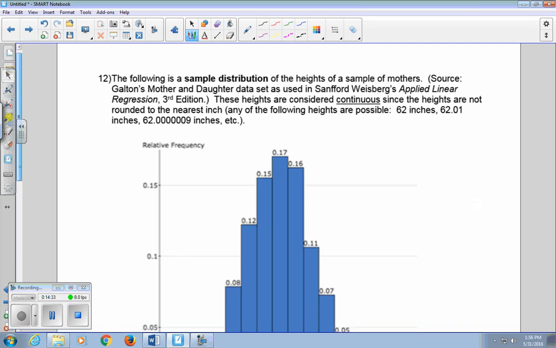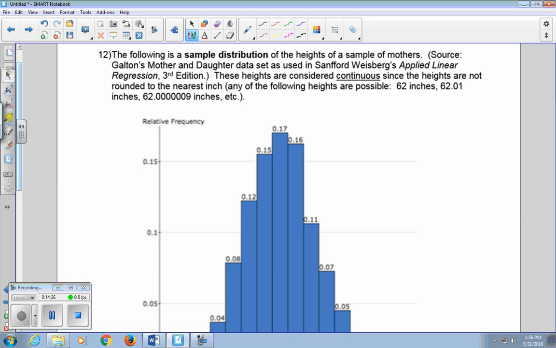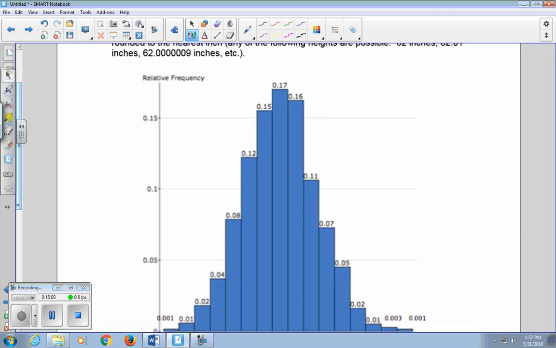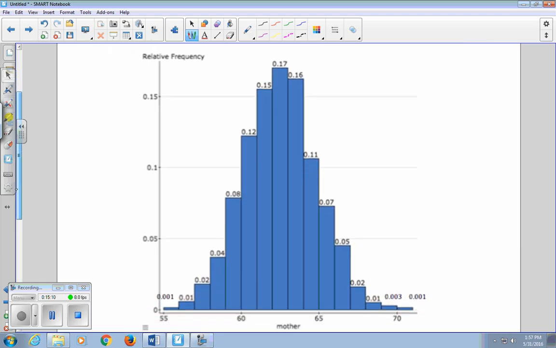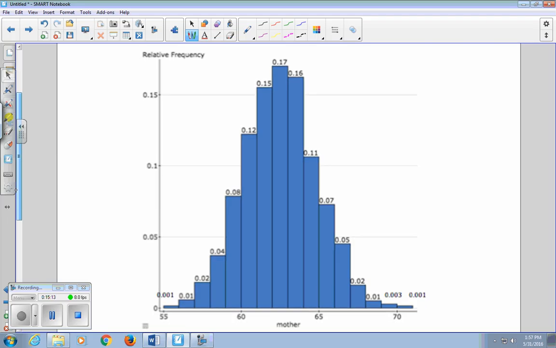The following is a sample distribution of the heights of a sample of mothers. The source is Galton's mother and daughters data set used in Sanford Weisberg's Applied Linear Regression, 3rd edition. These heights are considered continuous since the heights are not rounded to the nearest inch. So any of the following heights are possible. You could be 62 inches, 62.01 inches, 62.000009 inches, etc. So you get the idea. They're not rounded. We're looking at continuous data.